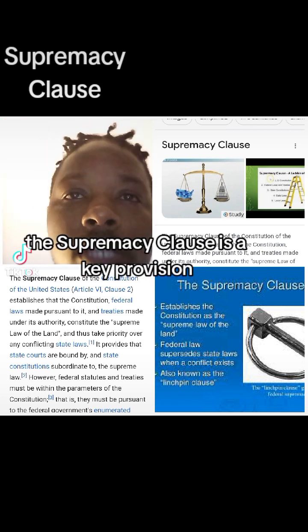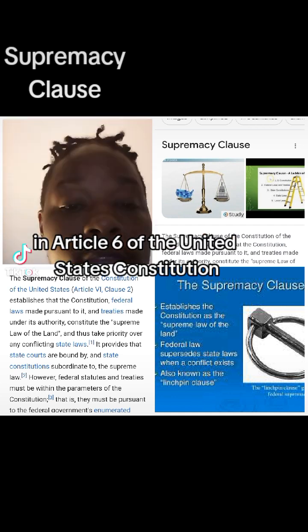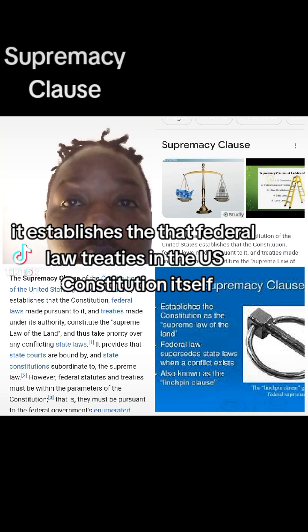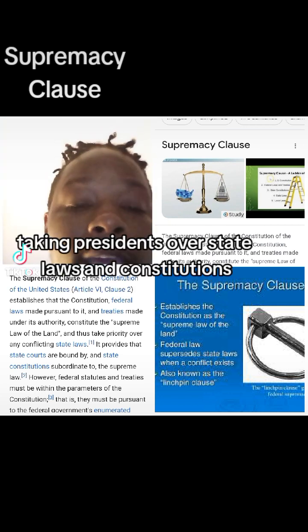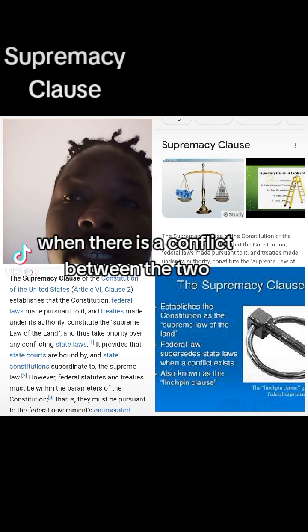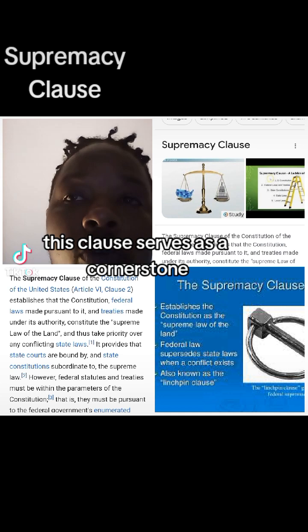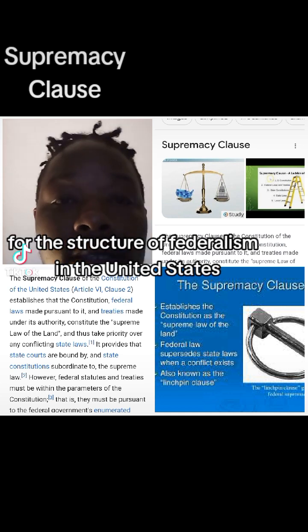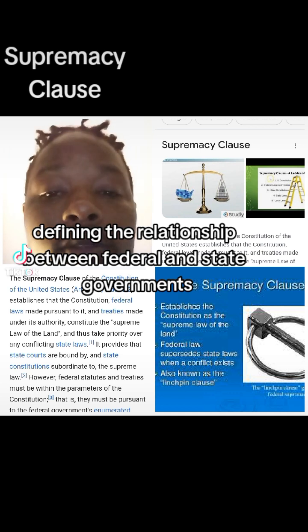The Supremacy Clause is a key provision in Article 6 of the United States Constitution. It establishes that federal law, treaties, and the U.S. Constitution itself are the supreme law of the land, taking precedence over state laws and constitutions when there is a conflict between the two. This clause serves as a cornerstone for the structure of federalism in the United States, defining the relationship between federal and state governments.